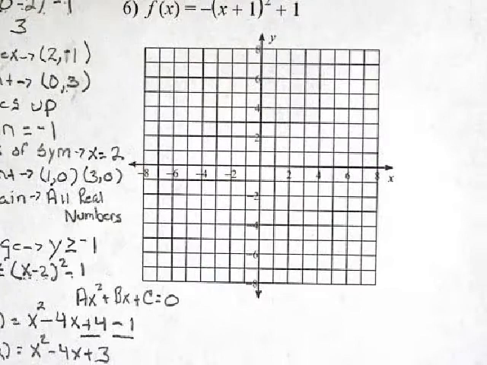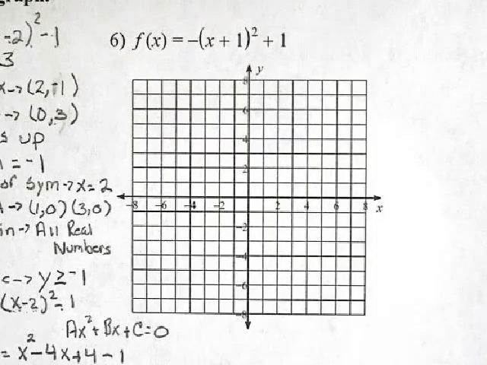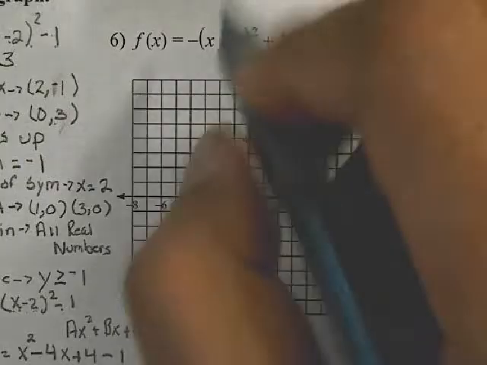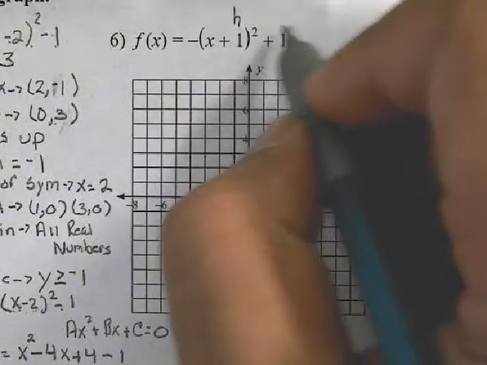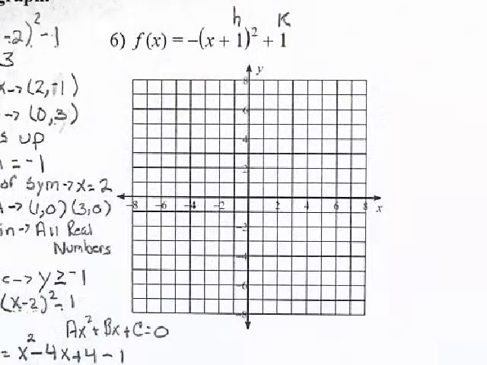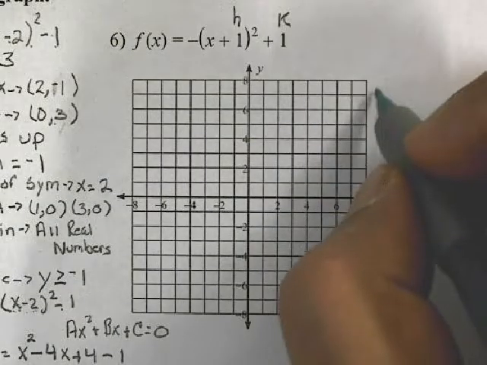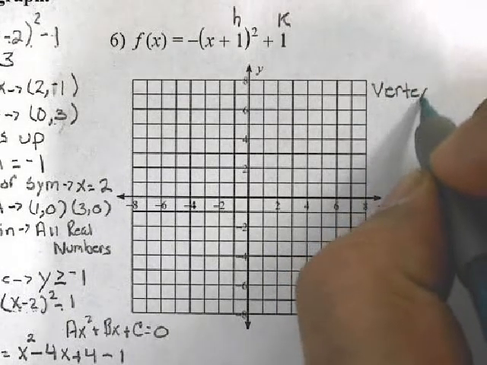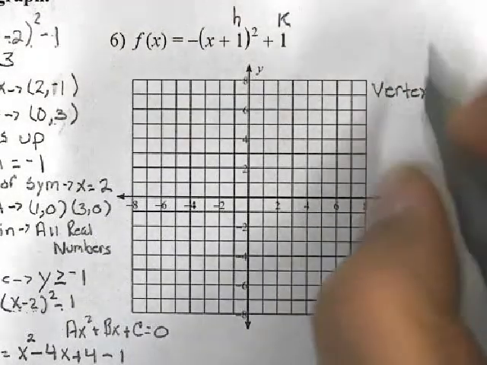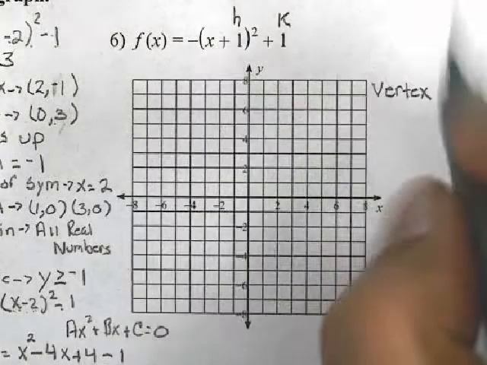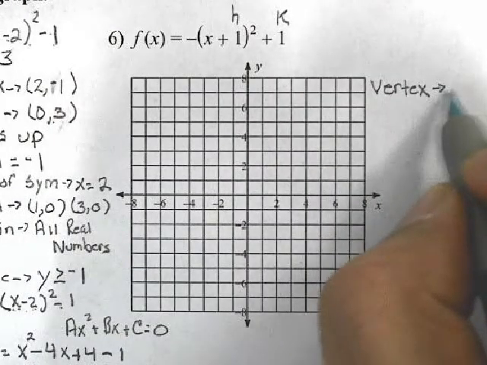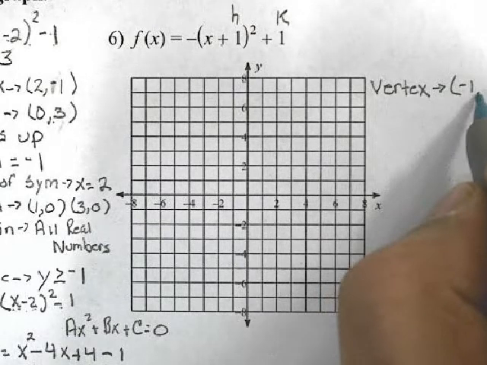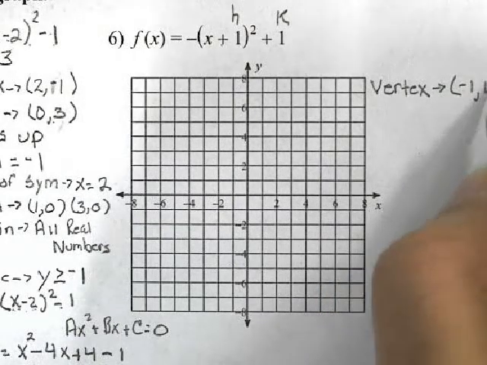Let's look at number 6. You can label h, k. There's h and k. Because the first thing we find is the vertex. So the vertex is, okay, that's a plus, so that means that is -1. It's located at -1, 1.